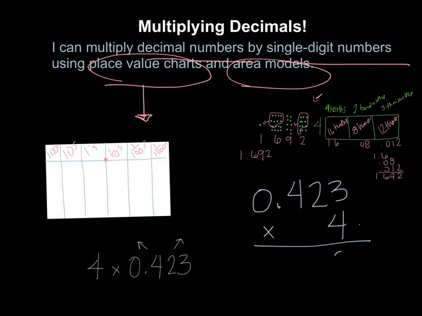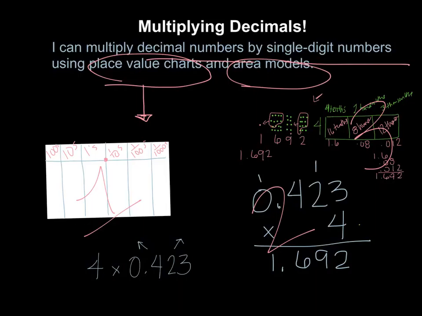4 times 3 is 12. So I'll bundle and carry that 1 over to my hundredths. 4 times 2 is 8, plus add my new hundredth, 9. 4 times 4 is 16, so I have my 6 tenths, and I carry over to the ones column, and I can also get my answer that way. 1 and 692 thousandths. So now you have 1, 2, 3 different ways of multiplying decimals.